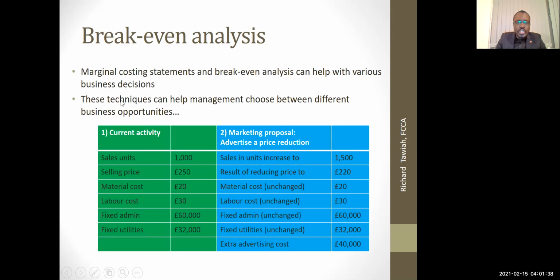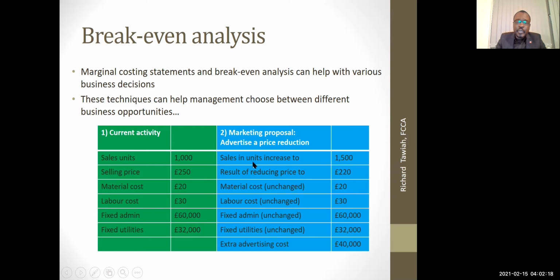Let's take two different scenarios: the current activity level, and the marketing department's proposal. We are weighing these two options. Let's see which one works well for us. In the first scenario, we are told that the current sales is 1,000 units. Selling price is 250, material cost and labor cost are 30 and 20. Fixed costs: administrative is 60, utilities is 32.